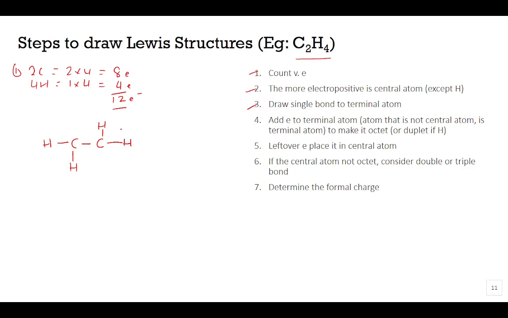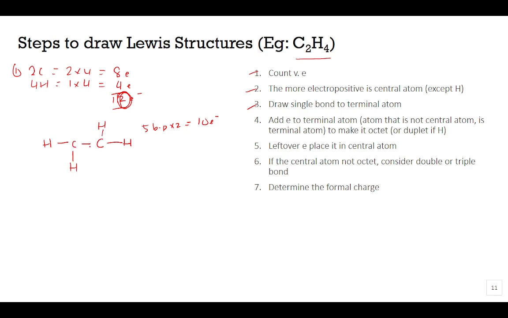Add electrons to terminal atom. You need to count first. So 1, 2, 3, 4, 5. So you have 5 bonding pairs times 2, so there are 10 electrons that have been used. So you have 2 more electrons. Where do you want to put the 2 more electrons? Can you put it at H? No need to put at H because H is already duplet.